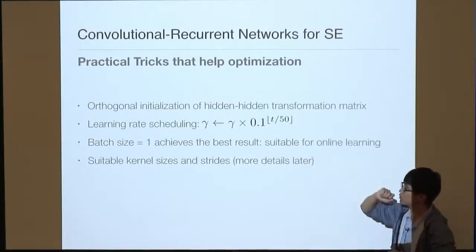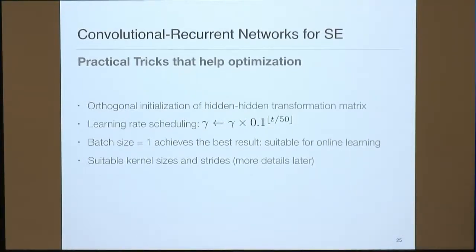The second one is learning rate scheduling. We decay the learning rate after 50 iterations. We multiply by 0.1 every 50 iterations. And in our specific example, we find that using a small batch size helps. The extreme case here is we use batch size 1. Also, it's quite important to choose the kernel size and its stride, because here the kernel size corresponds to the context window of the convolution and also the number of frequency bins it covers.